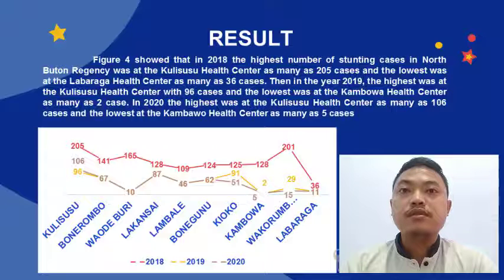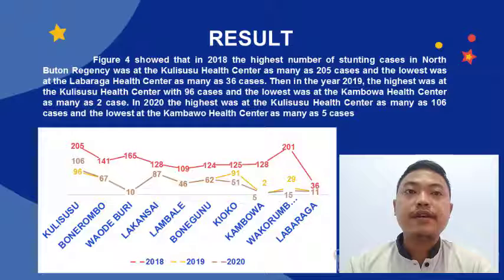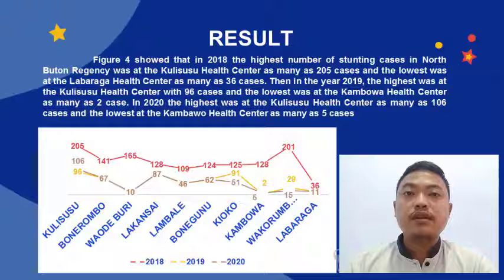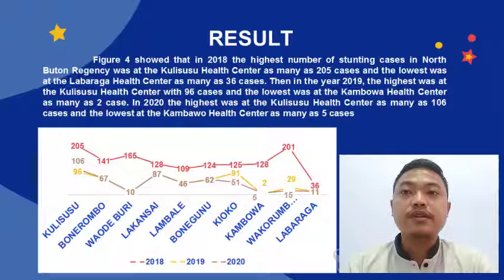Figure 4 showed that in 2018, the highest number of stunting cases in the North Buton Regency was at the Kulisusu Health Center, as many as 205 cases, and the lowest was at the Labaraga Health Center, as many as 36 cases. Then in 2019, the highest was at the Kulisusu Health Center with 19 cases, and the lowest was at the Kambowa Health Center, as many as 2 cases. In 2020, the highest was at the Kulisusu Health Center, as many as 106 cases, and the lowest at the Kambowa Health Center, as many as 5 cases.